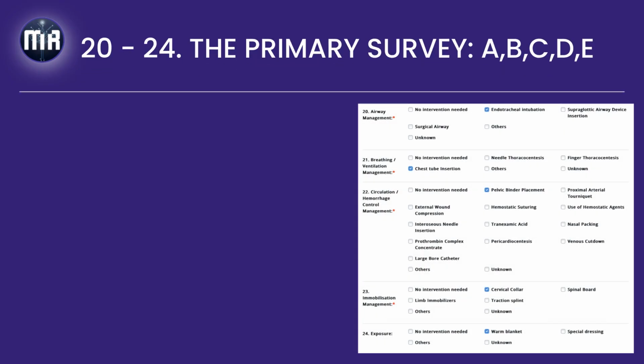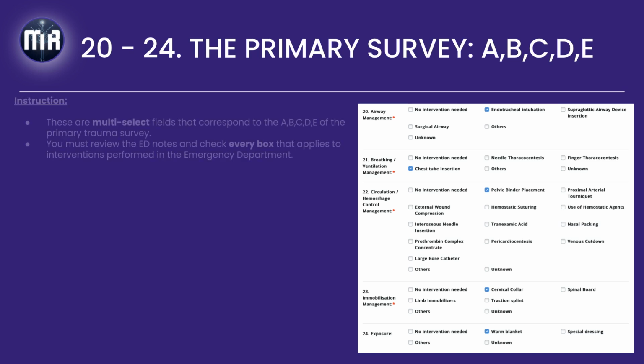We will now review one of the most important parts of Section 4, the fields documenting the core life-saving interventions performed in the emergency department. These are fields 20 through 24. As you can see, these fields are organized according to a globally recognized clinical standard, the Primary Trauma Survey, or ABCDE. Your instruction for this entire block is to treat them as multi-select checklists.